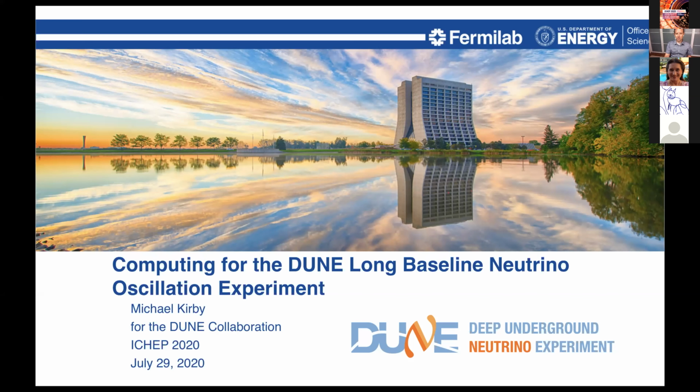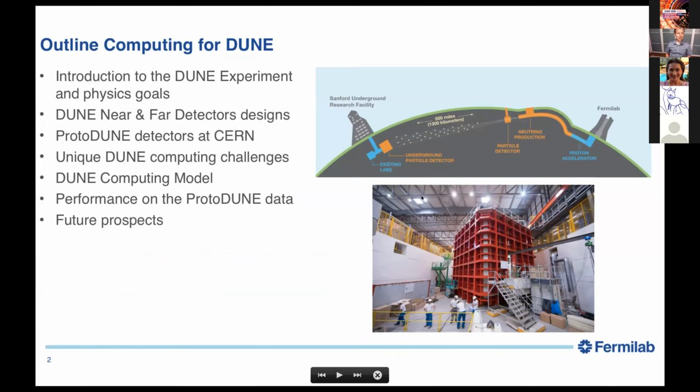So to give you a quick outline, I'm going to give you an introduction to the DUNE experiment and our physics goals, talk to you about the near and far detector designs, and the impact that the size and scope of those detectors has on our computing model. Talk to you about the proto-DUNE detector at CERN, which is shown right here in the bottom right, and how all of this comes together to give DUNE some very unique computing challenges, a description of our computing model to address those challenges, and then the performance that we've had running on the proto-DUNE data itself.